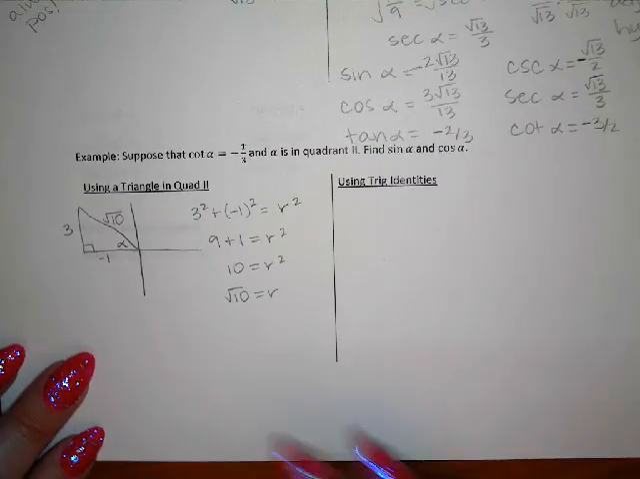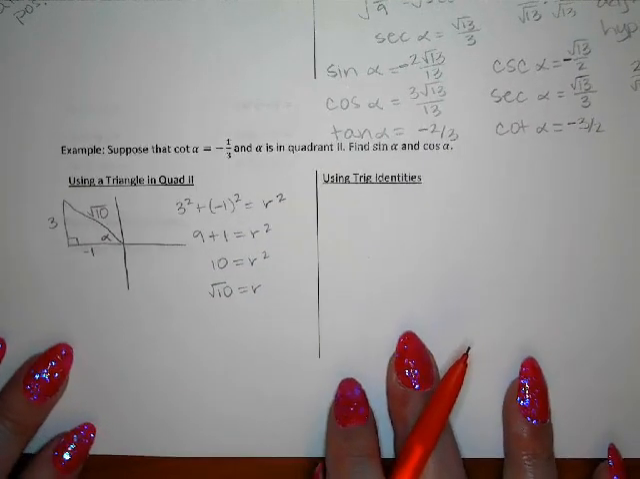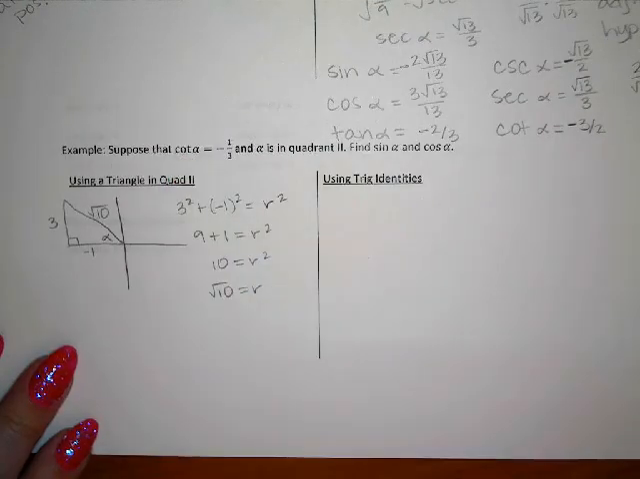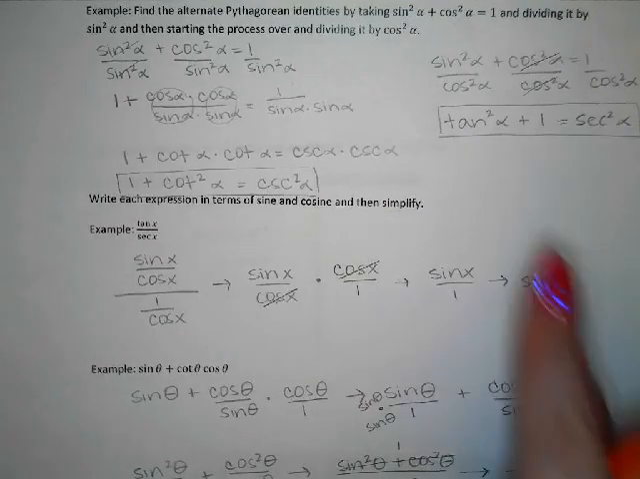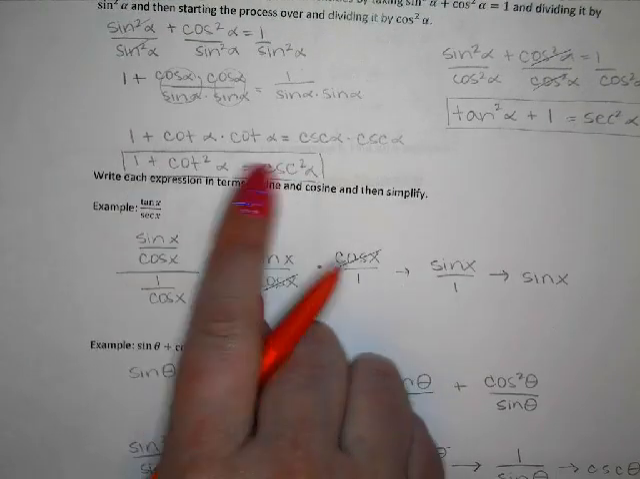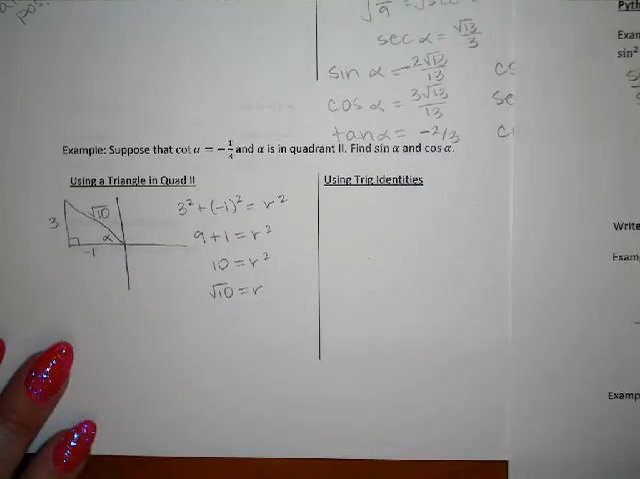Over here, if we were to use our identities, we would look for the trig identity, the Pythagorean identity that has cotangent. So we would not use this one. We would use this one. So 1 plus cotangent squared equals cosecant squared.